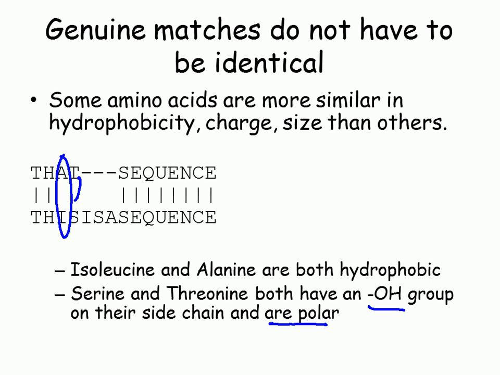But aligning T with A would not be as favorable. You have a polar amino acid with a hydroxyl group, and you have a hydrophobic amino acid. So they are not as compatible. So we need to capture this compatibility quantitatively in order to incorporate it into the alignment.